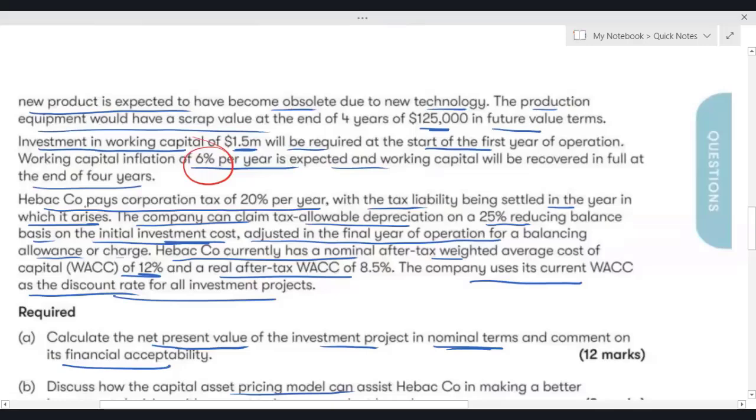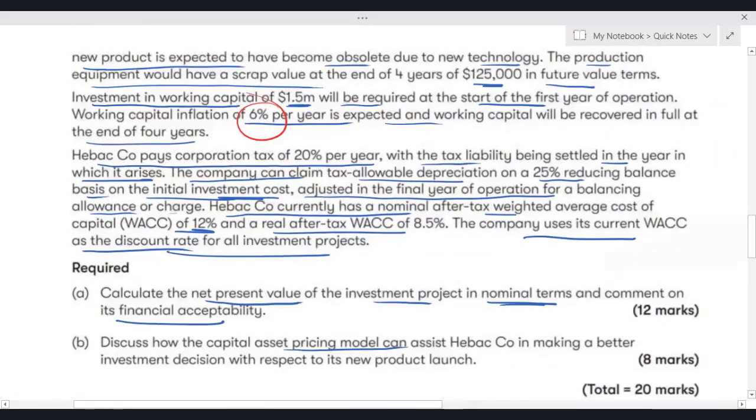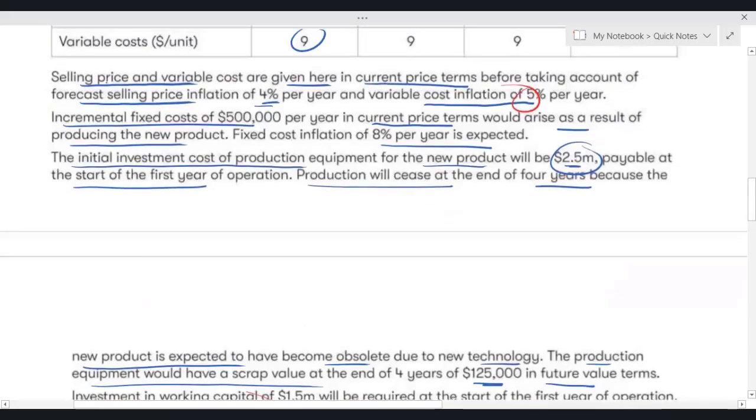Whatever the tax, the company pays corporation tax at 20% per year, with the tax liability being settled in the year in which it arises. In the same year, we are paying the tax. Initial investment. Let's find out the initial investment. Initial investment is 2.5 million. By ignoring 3 zeros, it becomes 2500. So initial investment is logically 2500 because we have ignored 3 zeros.